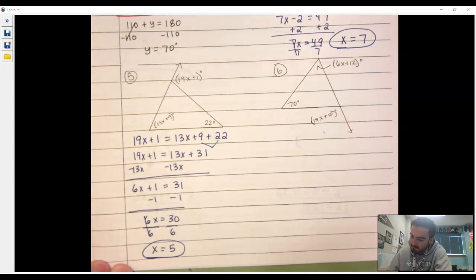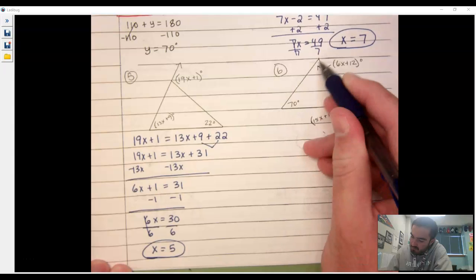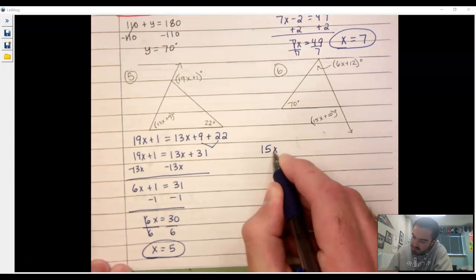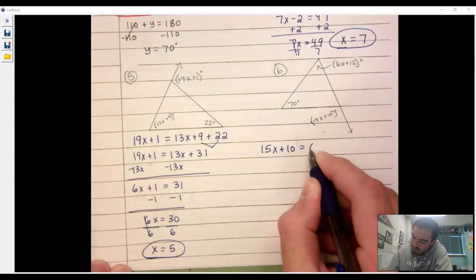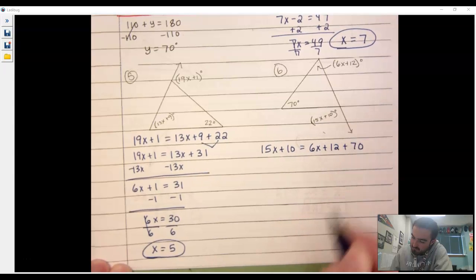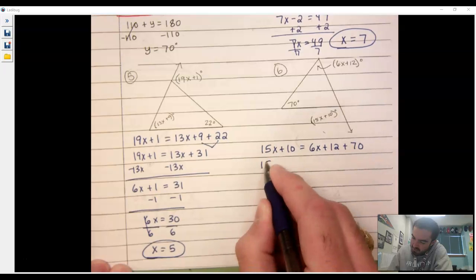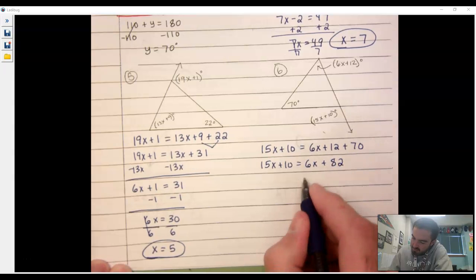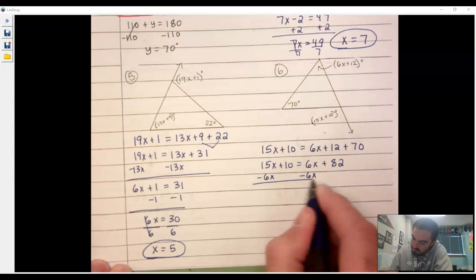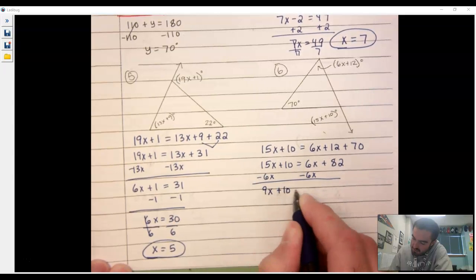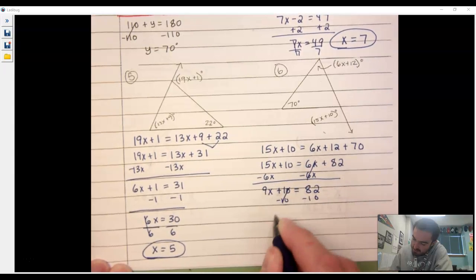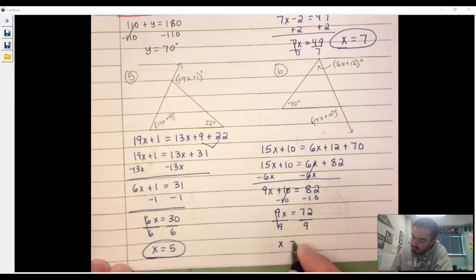Okay. Number 6. If you see here, here's my triangle. Here is my exterior angle. It's outside the triangle. 15x plus 10 equals 6x plus 12 plus 70. I would combine my like terms. 15x plus 10 equals 6x plus 82. Subtract by 6x on both sides to get my x's on one side. I would get 9x plus 10 equals 82. Subtract by 10 on both sides. I get 9x equals 72. Divide by 9, and I would get x equals 8.